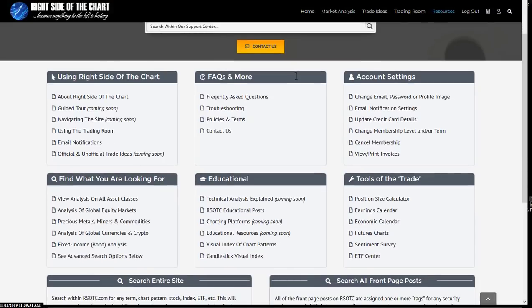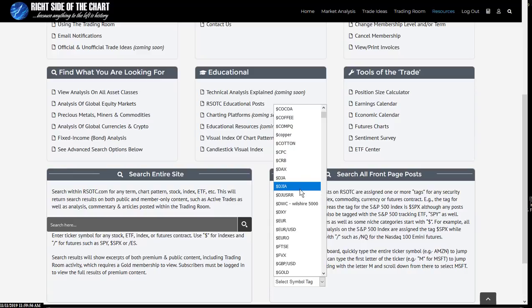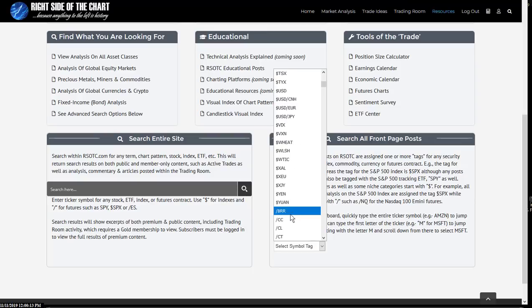Under resources, it brings you into the symbol center, and use this select symbol tab, or you'll find these symbols underneath each post. A $ in front of it is typically an index, such as the Dow, or for example the Euro US dollar forex pair, whereas if you have a /, those are futures contracts right here. Let me scroll down a little bit. There's your futures contracts, CL, crude oil, things like that, and then you have your individual stocks right there, and they're all alphabetical, and of course you can use that search function as well.